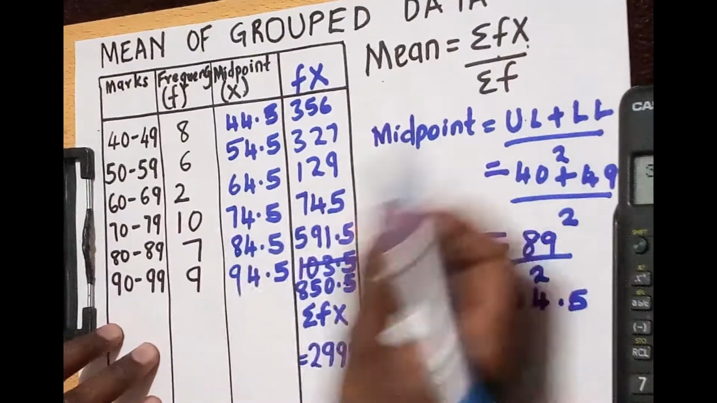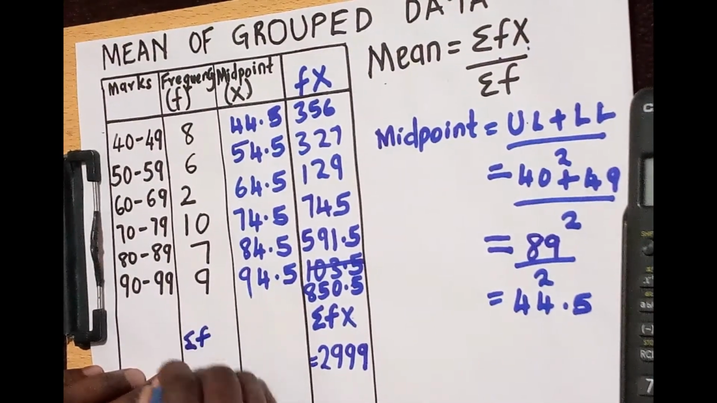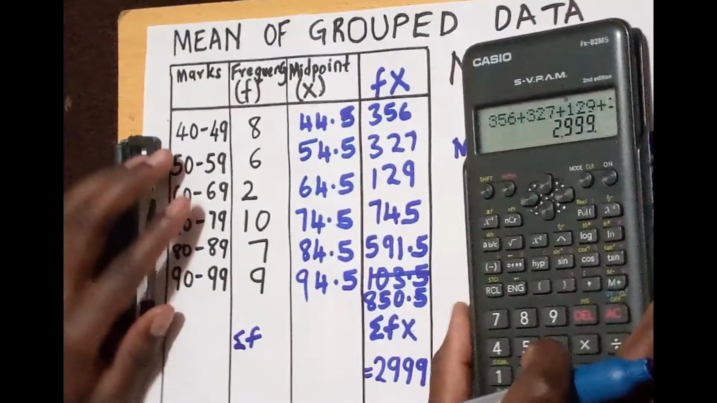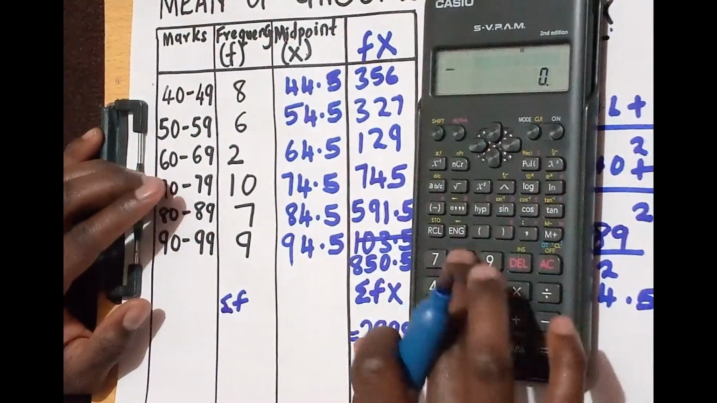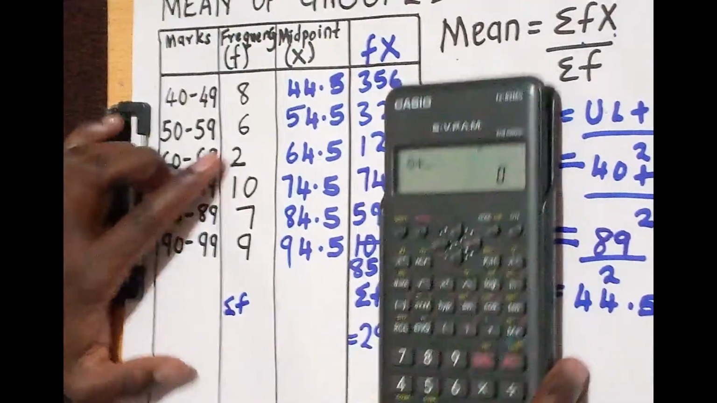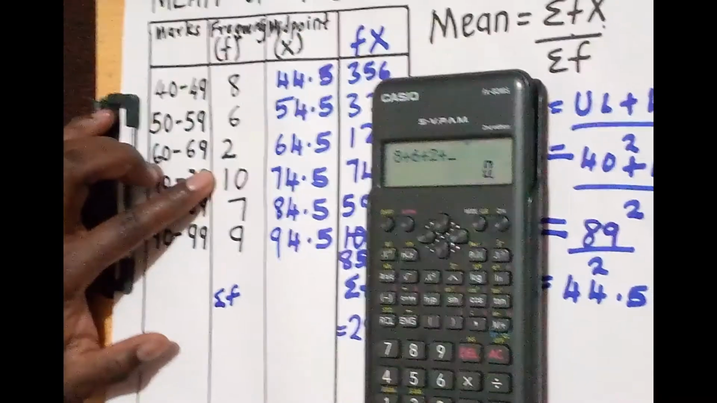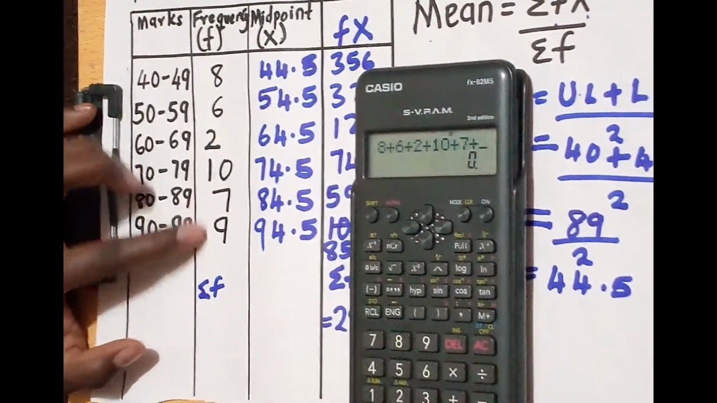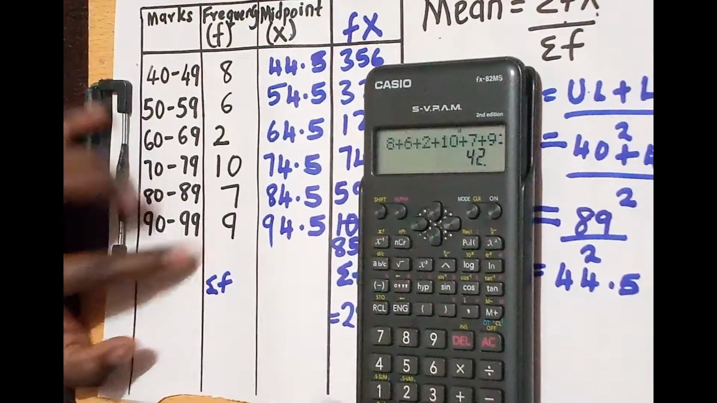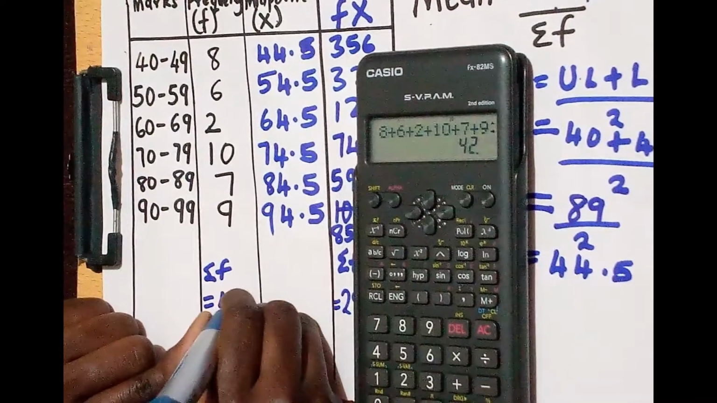What is our summation f? What is the sum of all frequencies? Summation f is equivalent to, so let's add these values together to get our summation f. We have 8 plus 6 plus 2 plus 10 plus 7 plus 9. We get summation f is equivalent to 42.